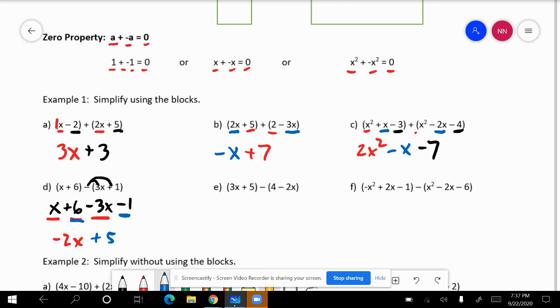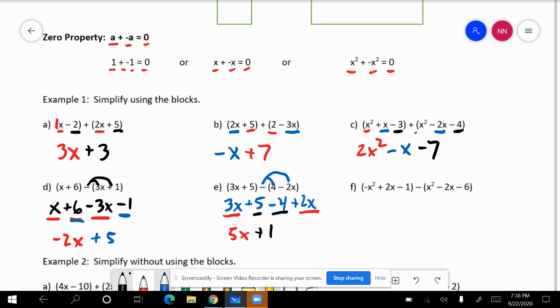With the letter E, we distribute the negative to each of the terms. We get 3x plus 5 minus 4 plus 2x. Once again, we're going to add the like terms. 3x, 2x is 5x. We have 5 and negative 4, which is positive 1.